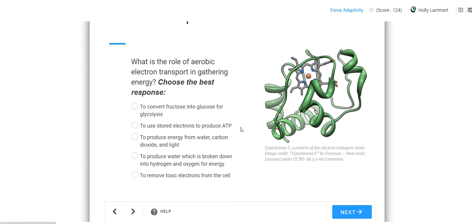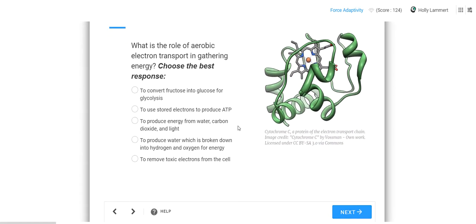What is the role of aerobic electron transport in gathering energy? Is it to convert fructose into glucose? Nope, we haven't even been talking about fructose. Is it to use stored electrons to produce ATP? That sounds pretty money. Is it to produce energy from water, carbon dioxide, and light? Nope. Remember, because we produce carbon dioxide. Is it to produce water, which is broken down into hydrogen and oxygen for energy? No. And it's not to remove toxic electrons.